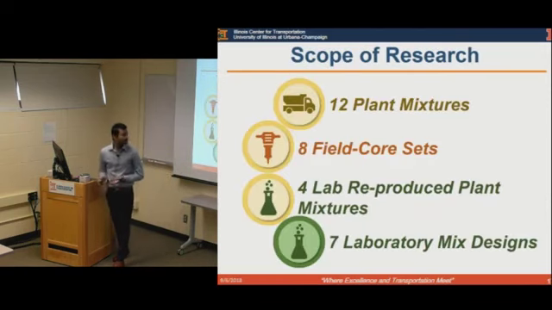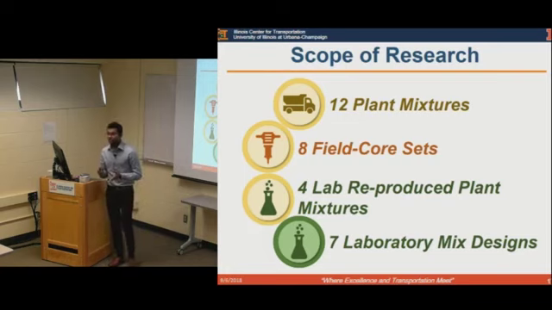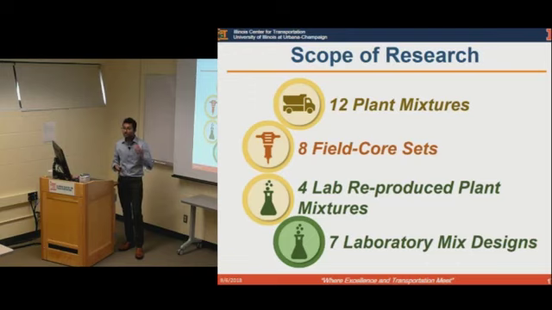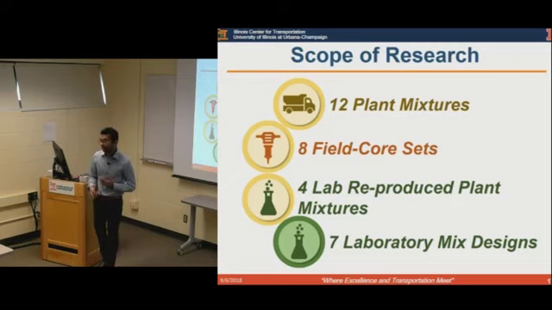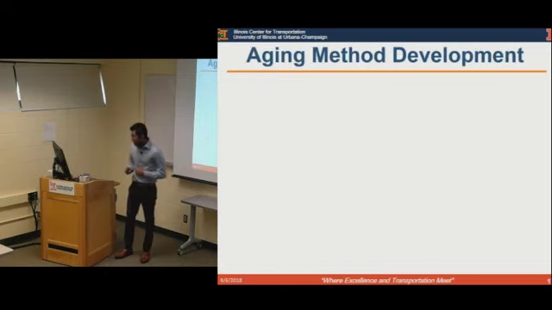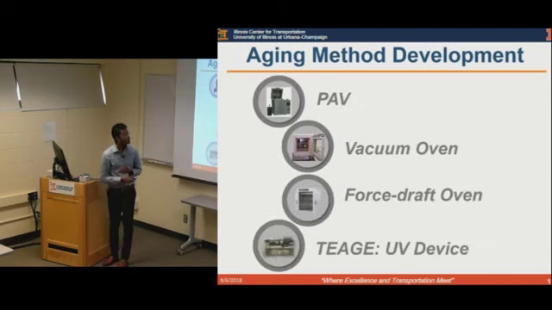So for this project, we started with several mixtures. The current scope of the study includes several plant mixtures and field cores where these plant mixtures were placed. And we also designed several mixes inside the lab to answer some of the questions, like the effect of binder source. In order to develop the aging method, we need an aging device. There are certain devices which are already available which age asphalt binder, but not the mixture.